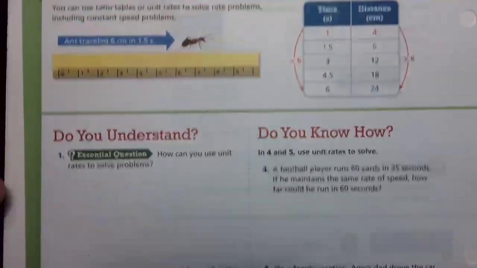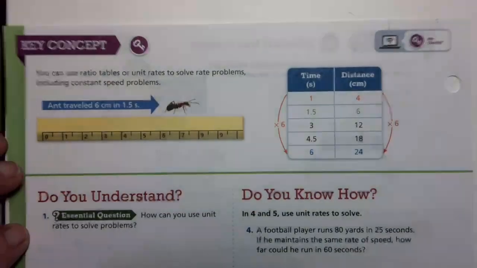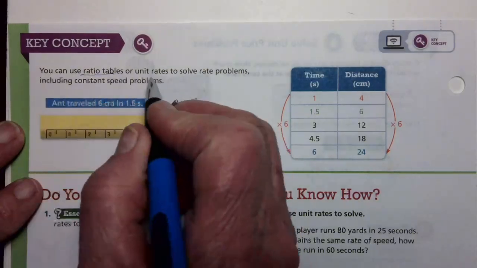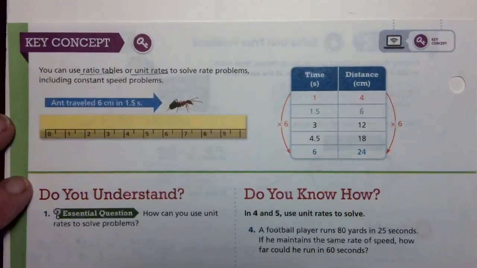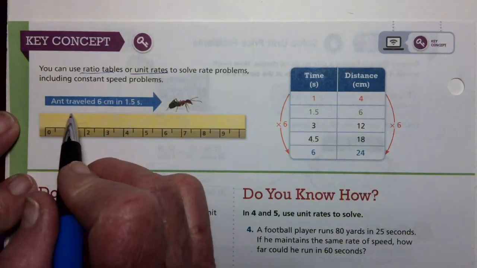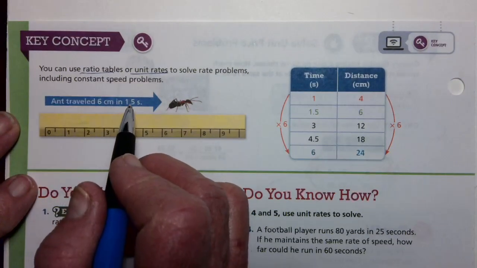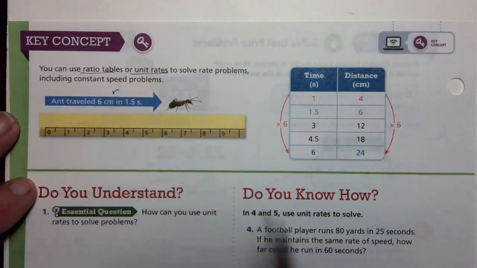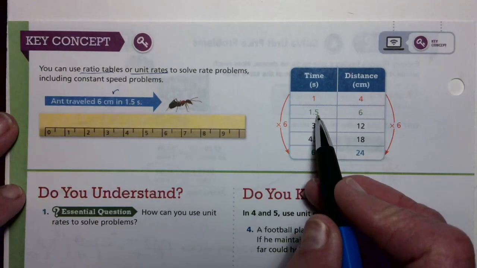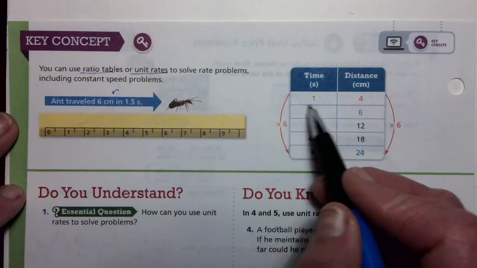All right, let's go to our key concept. You can use ratio tables or unit rates to solve rate problems, including constant speed problems. The ant travels 6 centimeters in 1.5 seconds. That's a rate. Okay? 6 centimeters in 1.5 seconds. So we want to find this unit rate right here.